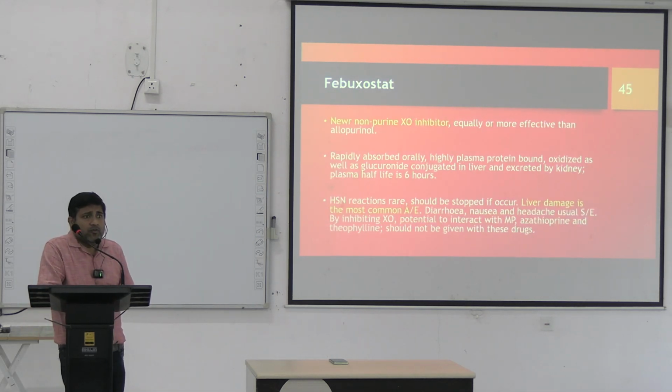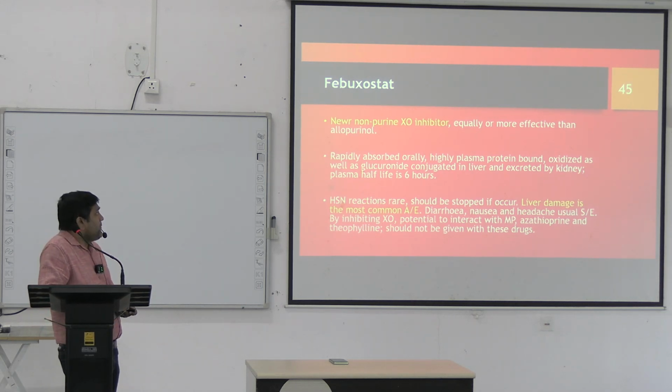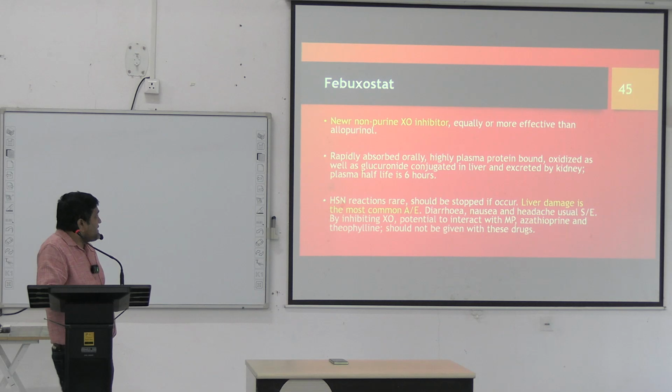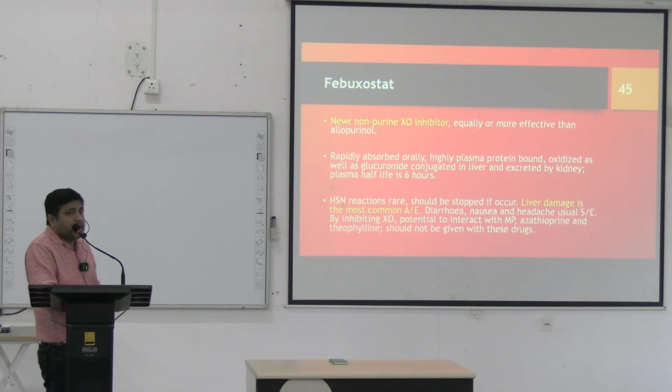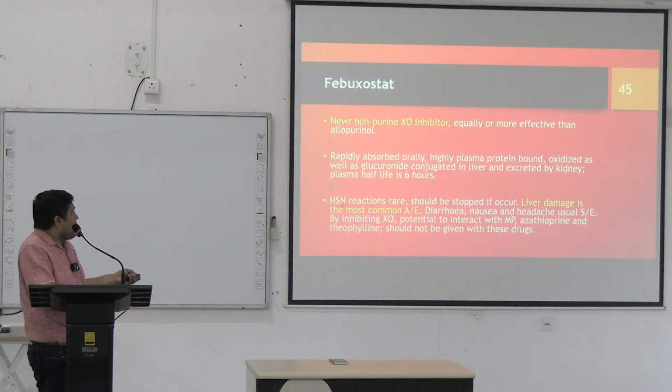Febuxostat is a newer, non-purine xanthine oxidase inhibitor, equally and maybe more effective than allopurinol. Rapidly absorbed orally, highly plasma protein bound, oxidized as well as glucuronide conjugation occurs in the liver, excreted by the kidney. Plasma half-life is 6 hours. Hypersensitivity reactions are rare, but the more dangerous side effect is hepatotoxicity. Diarrhea, nausea, headache are the usual side effects.